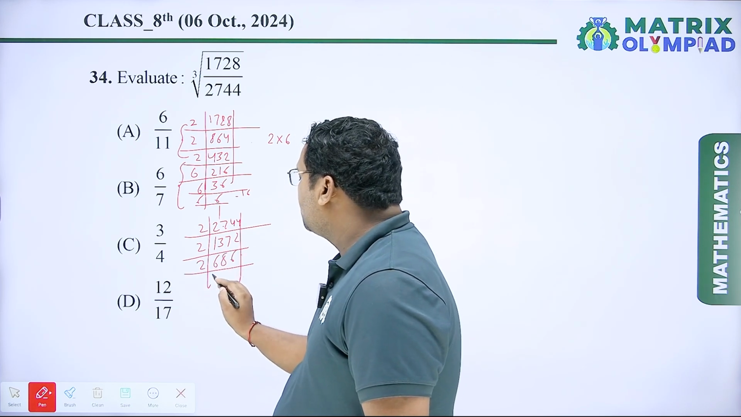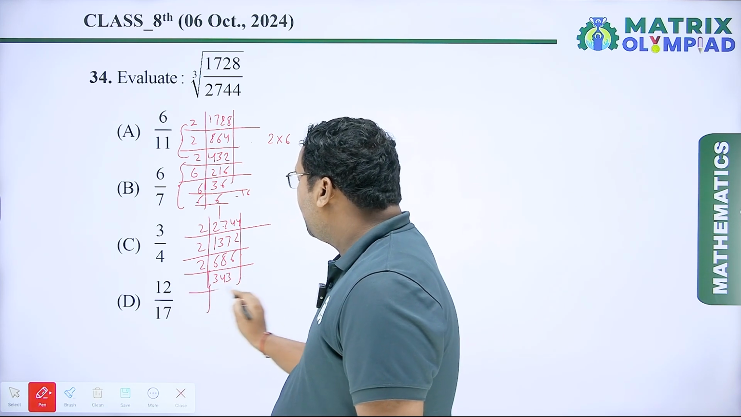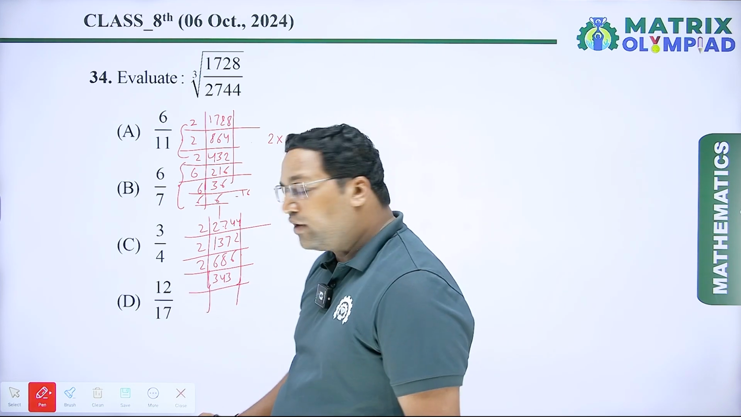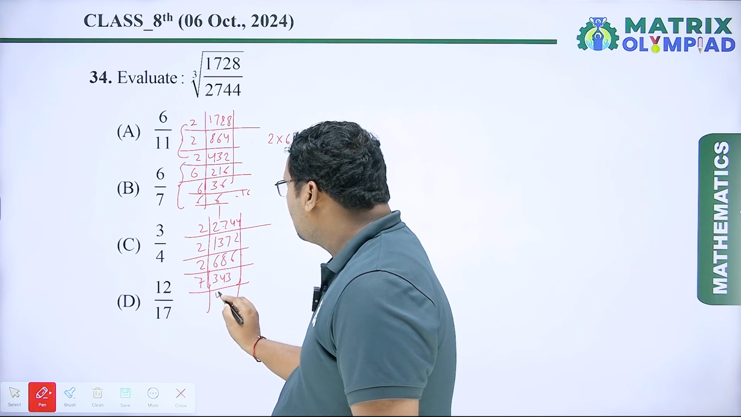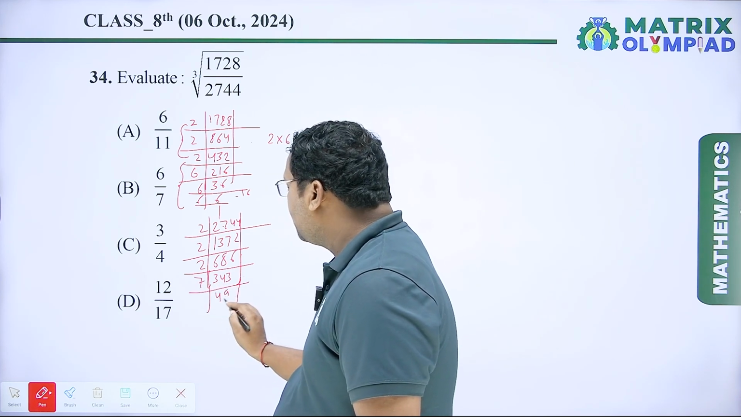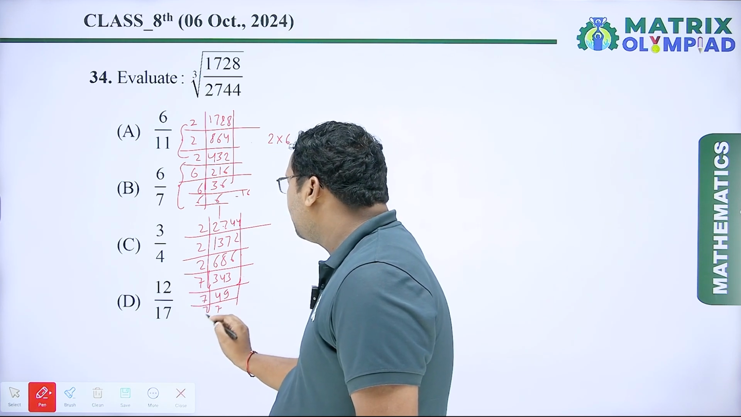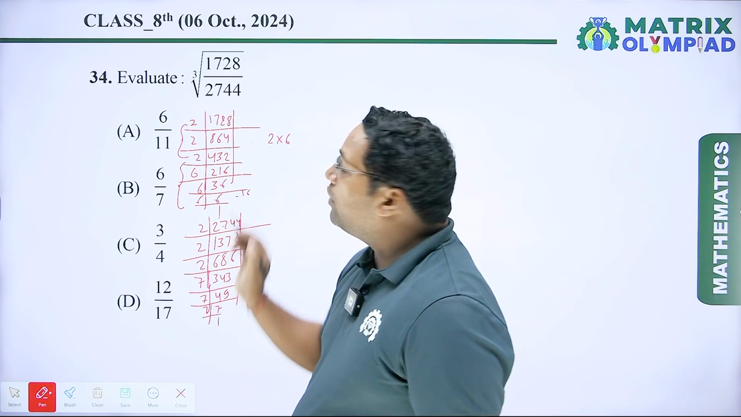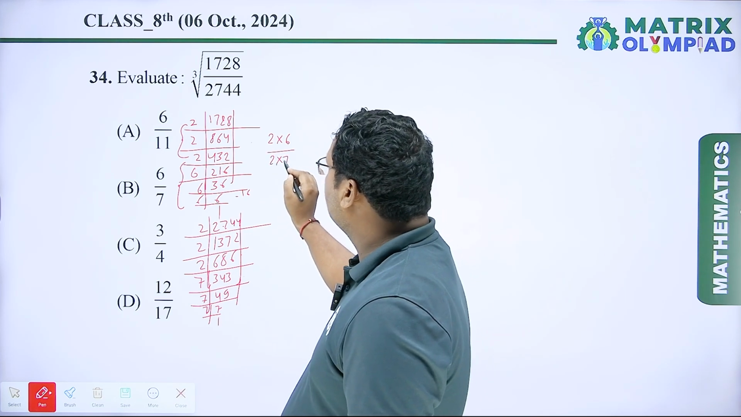Next is 2 3s are 6, 2 4s are 8, 2 3s are 6, and 343 is the cube of 7. So it is divided by 7. 7 4s are 28, 7 9s are 63, 7 7s are 49, and 7 1s are 7. So cube root of 2744 is 2 into 7.